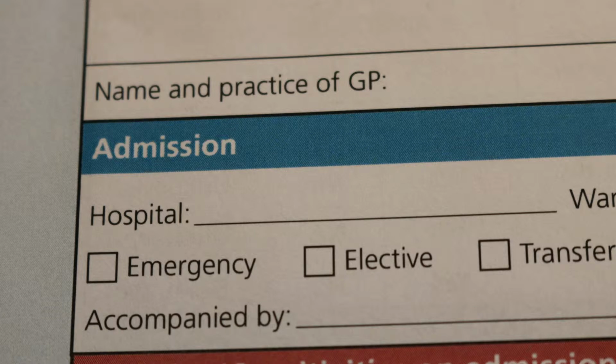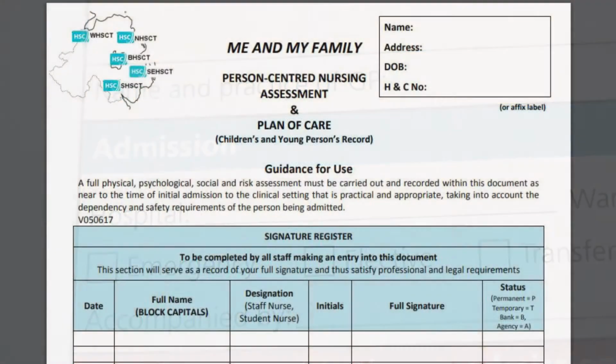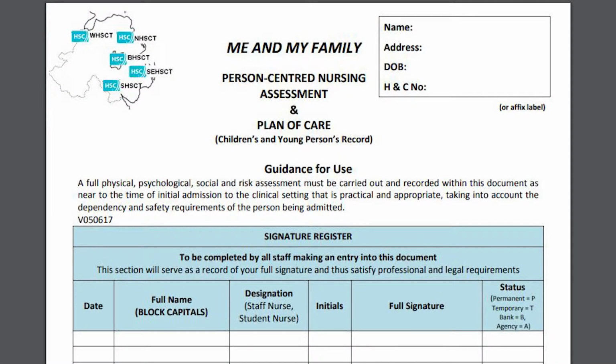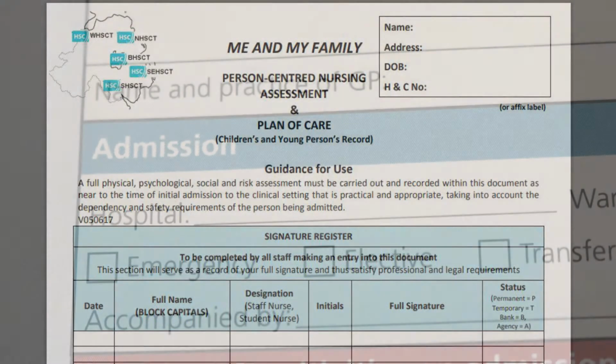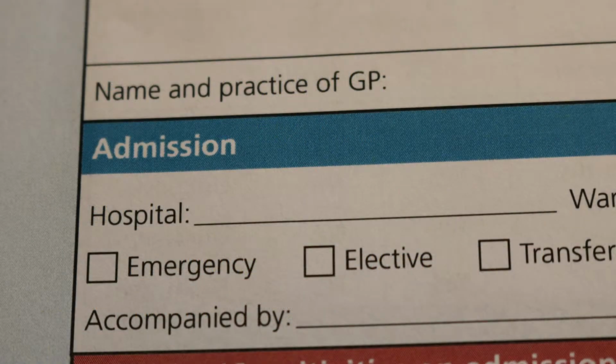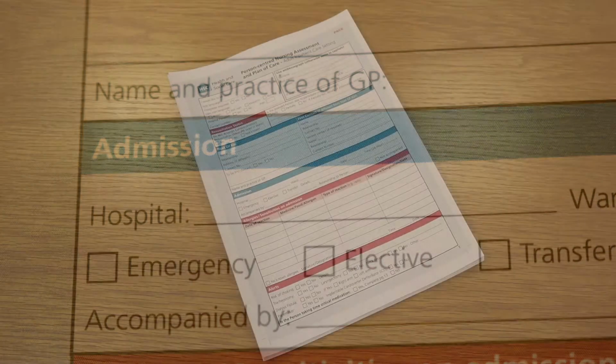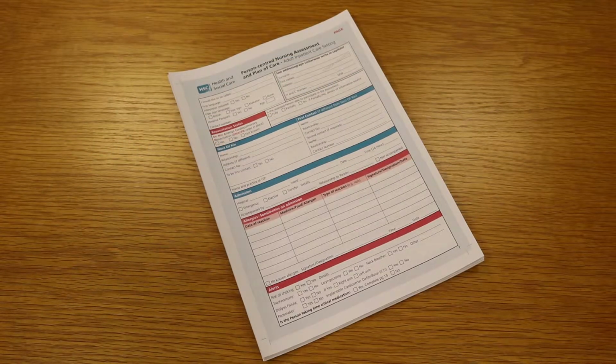seek advice from children's nursing colleagues in relation to the most appropriate assessment dataset for use, whether that is within the adult or children's, known as Me and My Family Nursing Assessment and Plan of Care records. The nursing staff should also consult with children's nurses and specialist nurses in relation to the most appropriate risk assessment documentation for use. For example, a Braden risk assessment used for adults or Glamorgan risk assessment used for children.